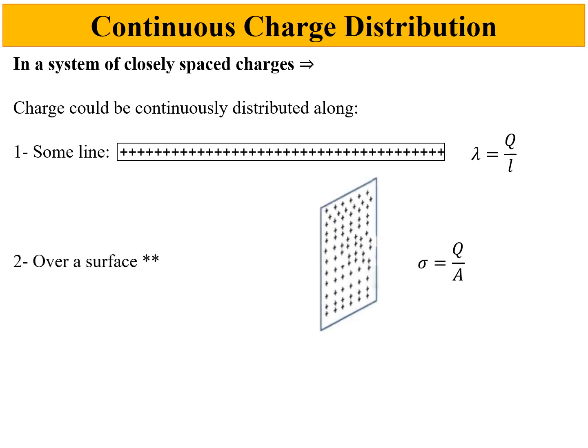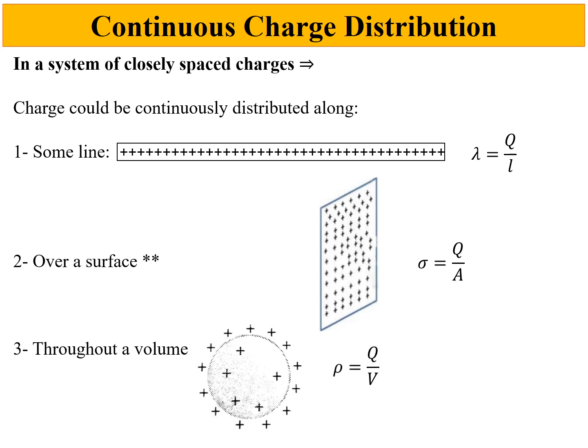We could distribute the charges on the surface of a plate, and in this case we define what is called surface charge density sigma, and sigma is Q over A. The unit of sigma is coulomb per meter squared, and if we have some charges distributed in a sphere, in this case we can define what's called volume charge density, rho equals Q over V, and the unit of rho is coulomb per meter cubed.